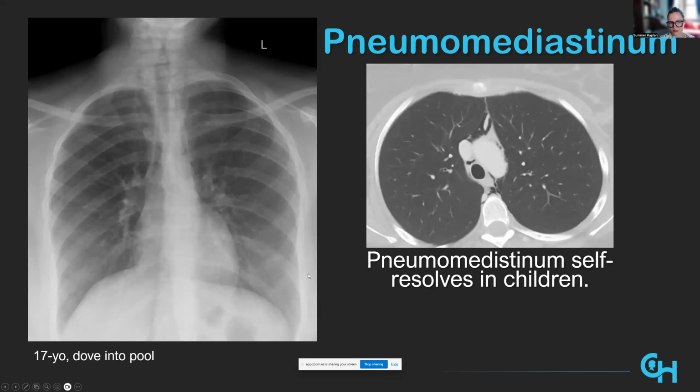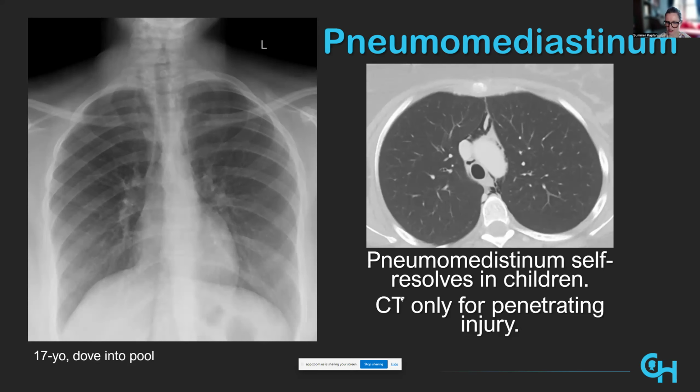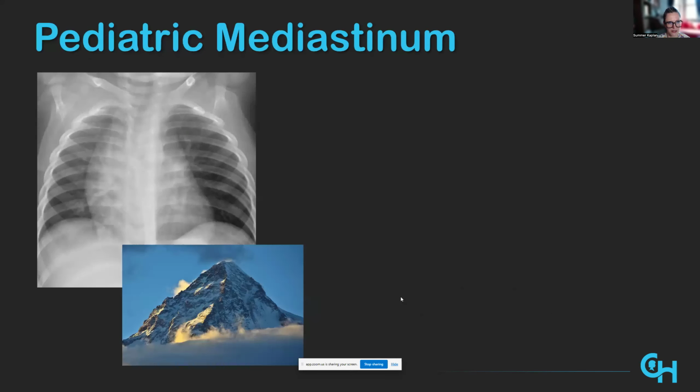I mentioned this is not really a trauma case, but pneumomediastinum is often something that people rush to CT to evaluate further. And in children, there's no need for CT with a pneumomediastinum unless there is a history of a penetrating injury. Pneumomediastinum in children, even very extensive pneumomediastinum, this is a very small one, still does not need CT. It self-resolves. So we see that lucency there.